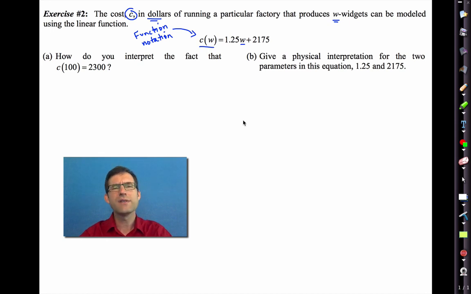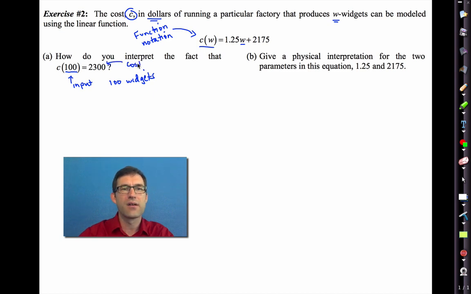All right. Pause the video. See if you can write down how you interpret that piece of information. Okay, let's do it. Well, here's the input, right? So that there's 100 widgets, right? And this is the output. What was the output? That was the cost.